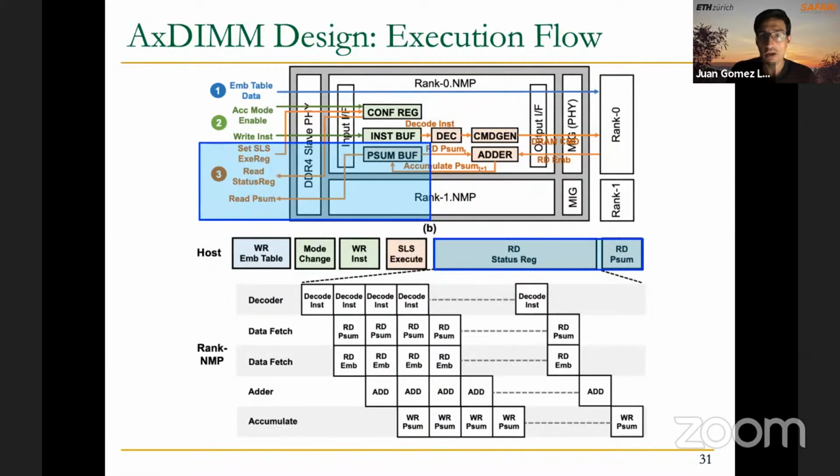And finally, after the computation is done, the kernel terminates, the pipelined execution of instructions in the NMP units finishes, and the final PSUM result is ready for the CPU to read from the corresponding address, pointing to this PSUM buffer and reading the final PSUM value that is used in later stages of the recommendation system.